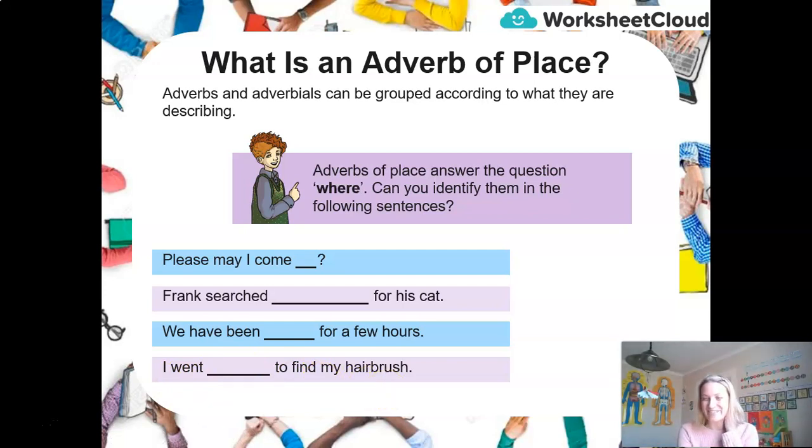Okay, let's see if you've managed to do that. Please may I come in? Hopefully you've got that one. Something that's regularly asked at the classroom door. Frank searched everywhere for his cat. We have been here for a few hours. Here is an adverb of place. I went upstairs to find my hairbrush. You could have said downstairs. You could have said outside. I don't know, maybe you brushed your hair in the garden. You don't know, but it tells me where.